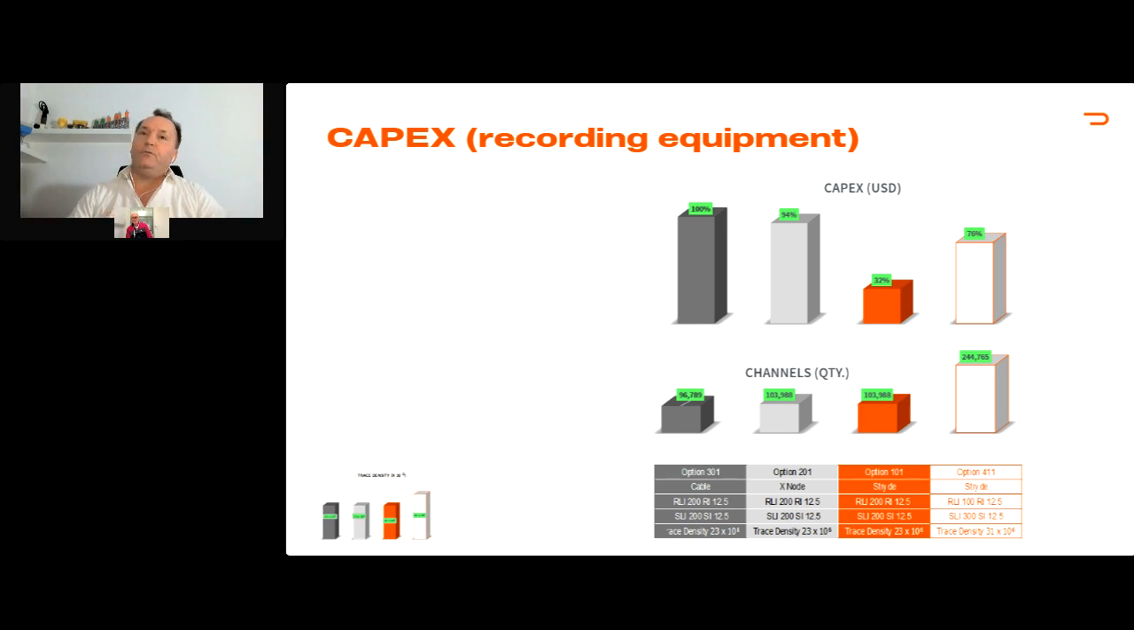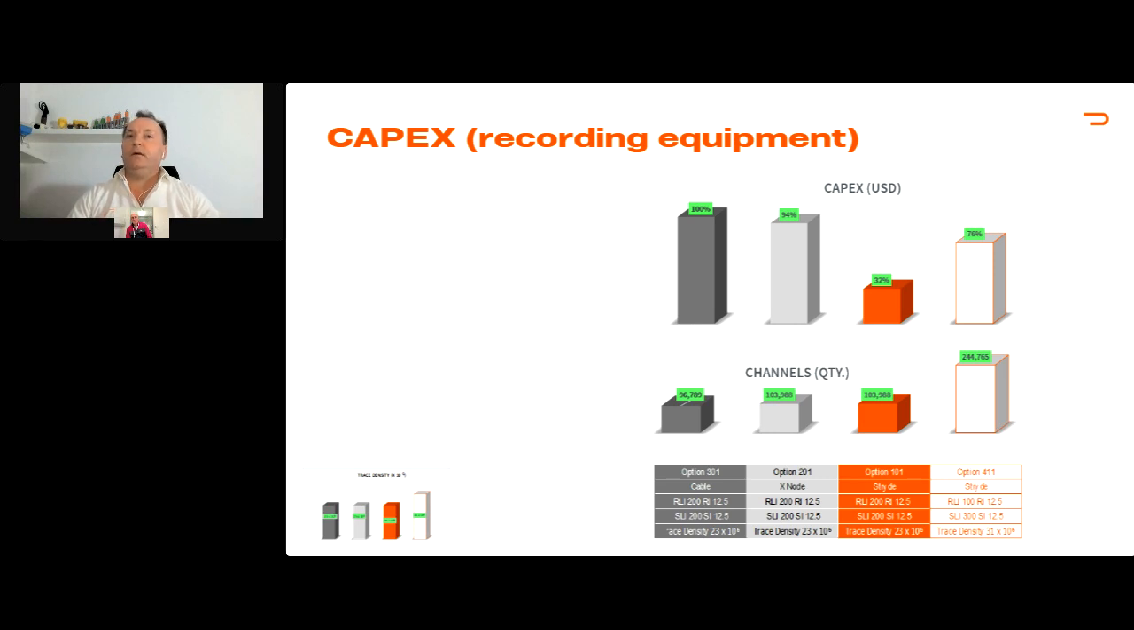And if you were to consider more than duplicating the number of channels on the crew, you would only expense 76% of what you would expense for a cable system, with less than half of the channel count.